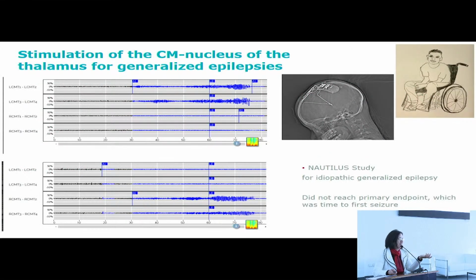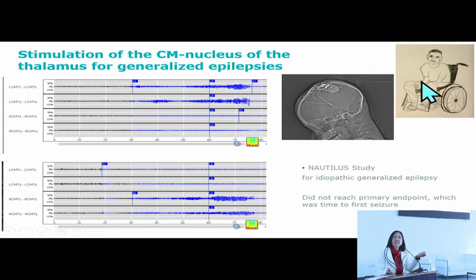Taking this a level further, the RNS is actually approved for focal epilepsy. Can we take this to generalized epilepsy? Or the DEEs, really the severe epileptic encephalopathies. And actually we have tried in a few patients to put the RNS into the CM nucleus of the thalamus. And that's an interesting patient because these are recordings now in the thalamus of this patient.